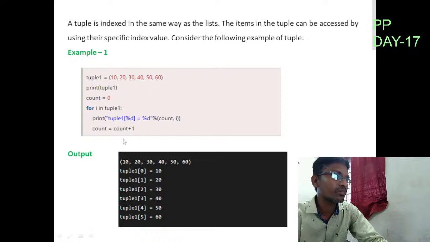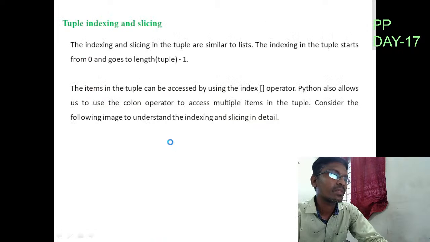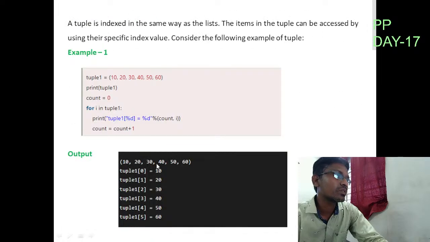I'm using a for loop here, and after printing that value, the count value is going to be incremented by 1. So in this example it is going to print 10, 20, 30, 40, 50 and 60. And for this loop statement, it will print a tuple: 1 followed by index number 0 is equal to the value. So the value will be 10, and that value will be printed.